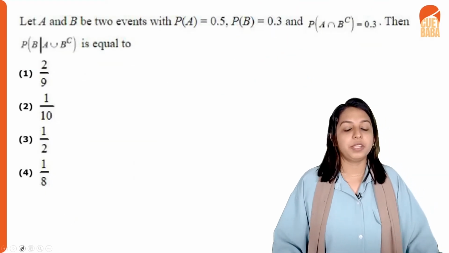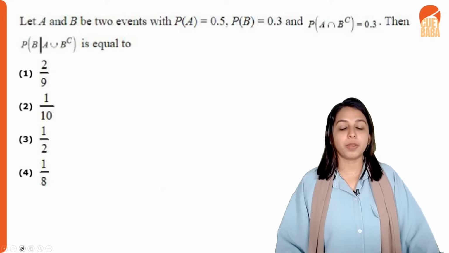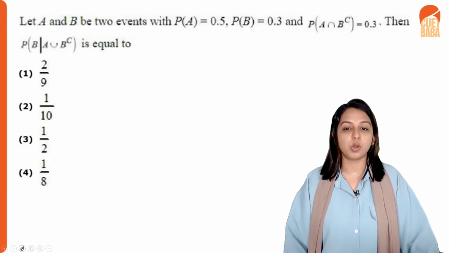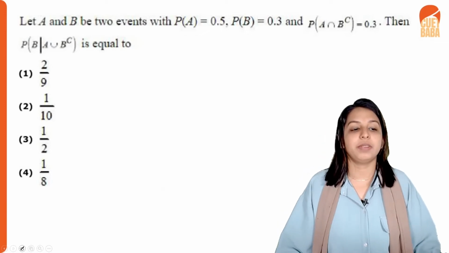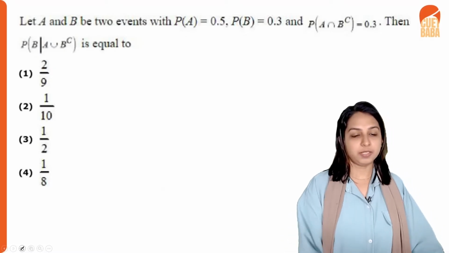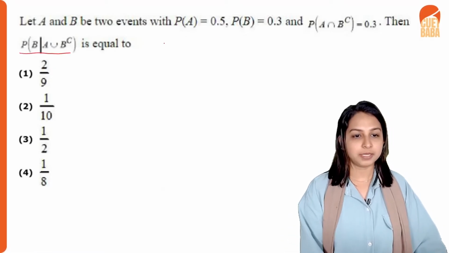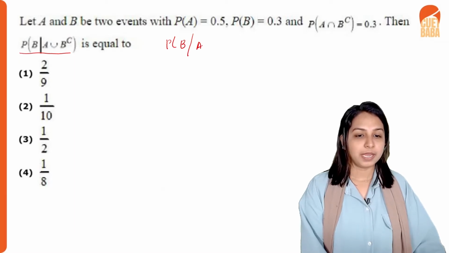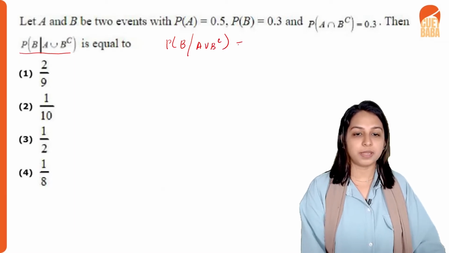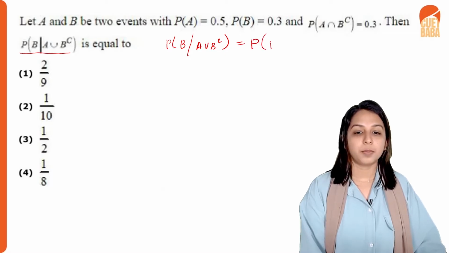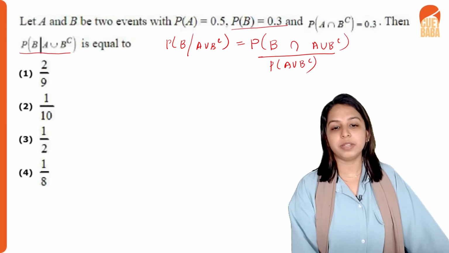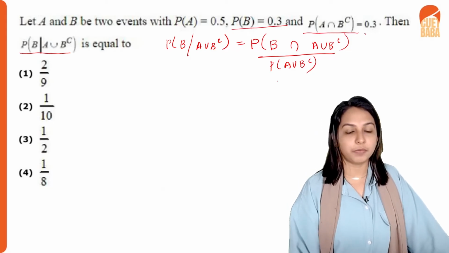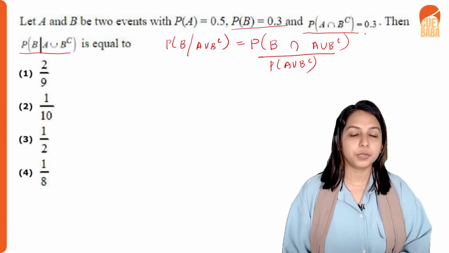Let A and B be two events with probability of A equal to 0.5, probability of B equal to 0.3 and probability of A intersection B complement equal to 0.3. Then probability of B given A union B complement is equal to? The question is about conditional probability. We know the expansion is probability of B intersection A union B complement divided by probability of A union B complement. So from the given values we have to find the probability of A union B complement.